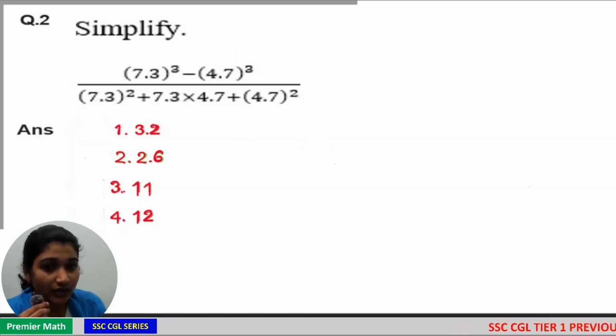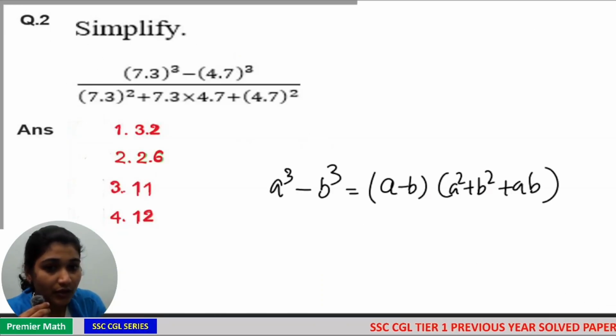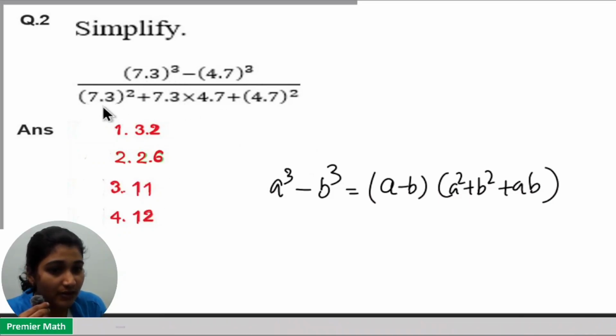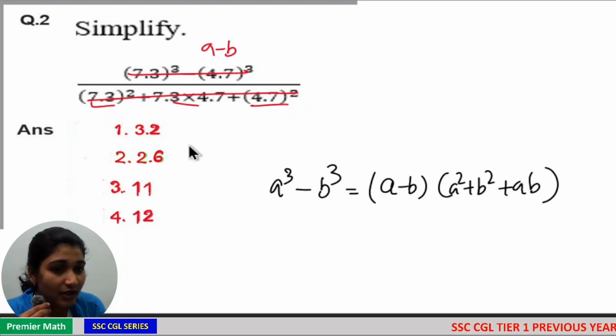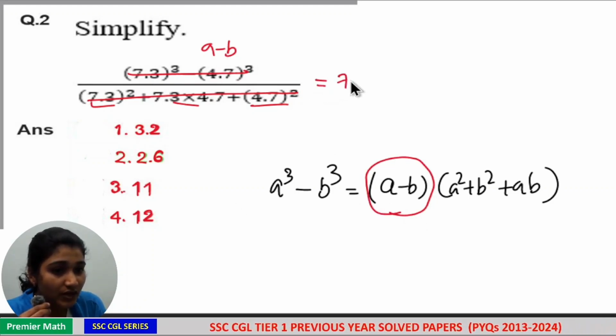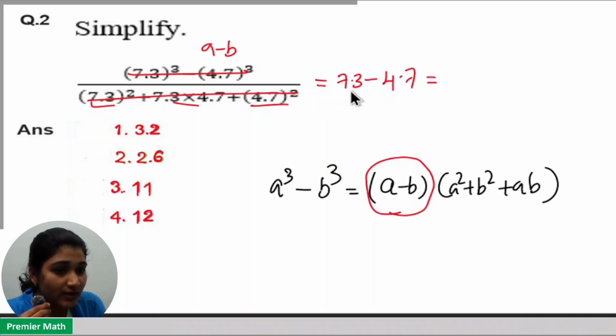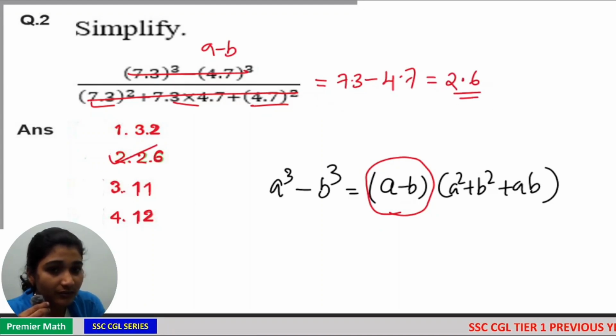Simplify the following. Here this is in the form of a cube minus b cube form. In numerator a cube minus b cube and denominator a square plus ab plus b square. So a square plus ab plus b square goes a minus b times in a cube minus b cube. Here missing term is a minus b. So your answer is equal to 7.3 minus 4.7, which is equal to 2.6. Option 2 is your answer.